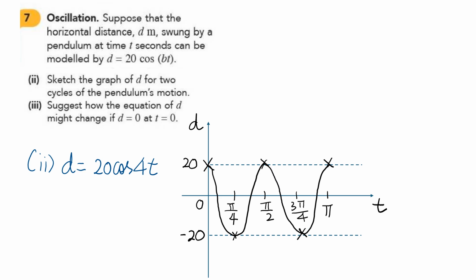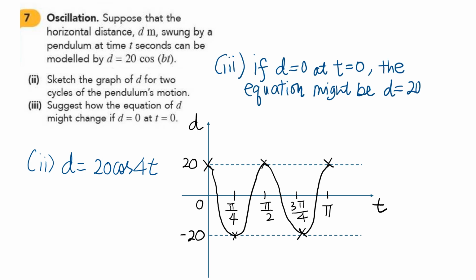The next question is how would the equation change if d is 0 at t equals 0? If you want d equals 0 when you substitute t to be 0, then that will be a sine curve, because sine 0 will give you 0. So the equation might be d equals 20 sine 4t.